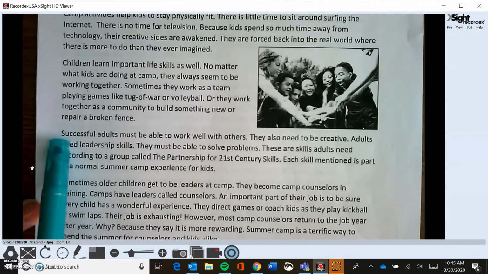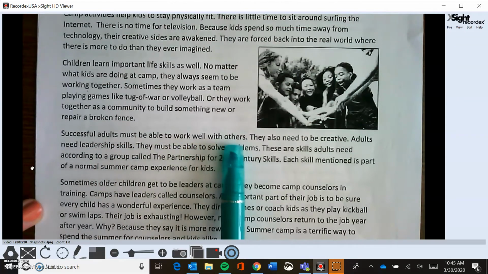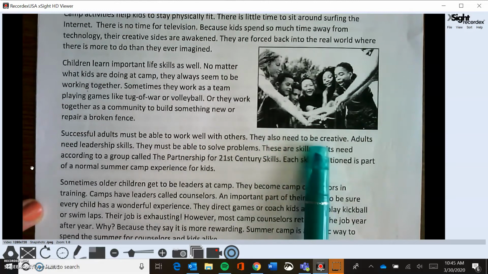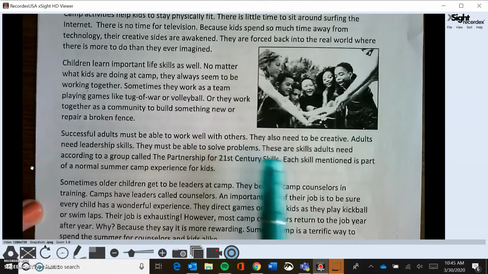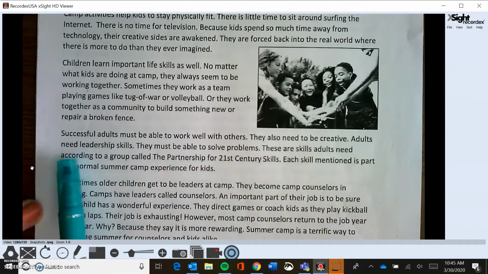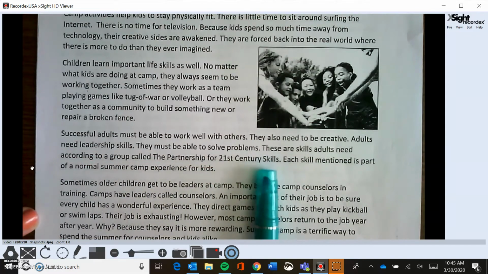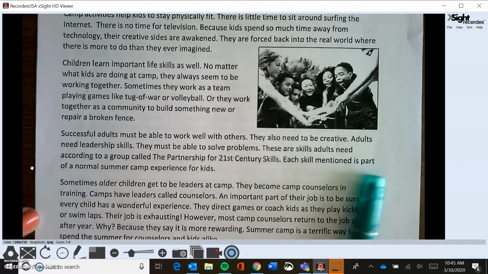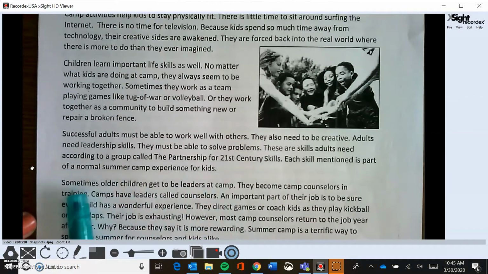Successful adults may be able to work well with others. They also need to be creative. Adults need leadership skills. They must be able to solve problems. These are skills adults need according to a group called the Partnership for the 21st Century Skills. Each skill mentioned is part of a normal summer camp experience for kids.